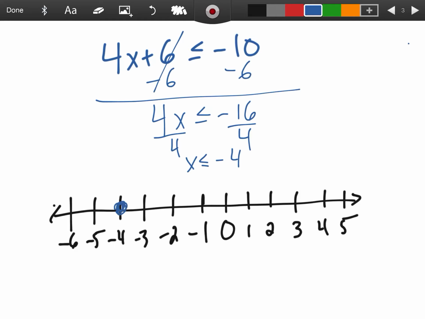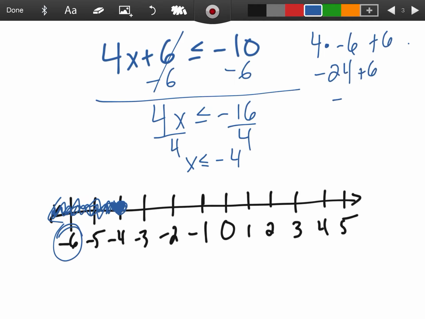So I put a filled in circle at negative 4, and then because it's less than, we are going to the left. And you can always check your answers on these just by picking a number that falls in the shaded region and plugging it back in. So let's say, what happens if we try negative 6? If I try negative 6, is that going to work? 4 times negative 6 plus 6. Well, 4 times negative 6 gives me negative 24. Negative 24 plus 6 is negative 18, which, yep, that is definitely less than or equal to negative 10, so we know we did it correctly.